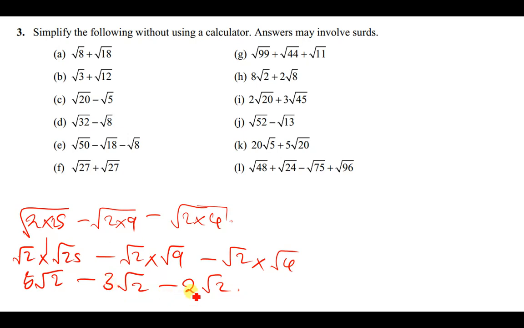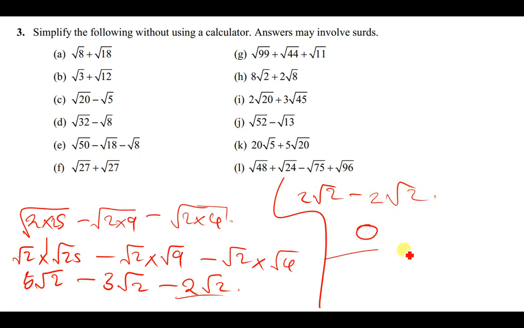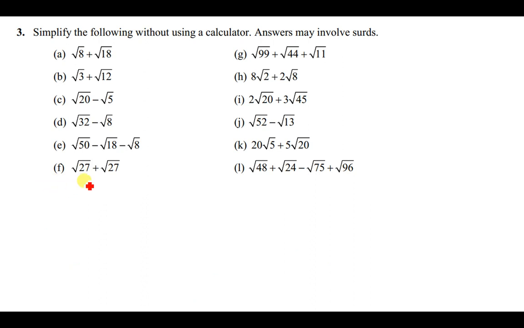2 root 2 minus 2 root 2, the answer is 0. So 5 minus 3, the answer is 2 root 2, and then we have this minus 2 root 2, which gives us 0 as the answer. So this one is also straightforward. This one is the root of 27 plus the root of 27. So this one can be written as this times this plus that.